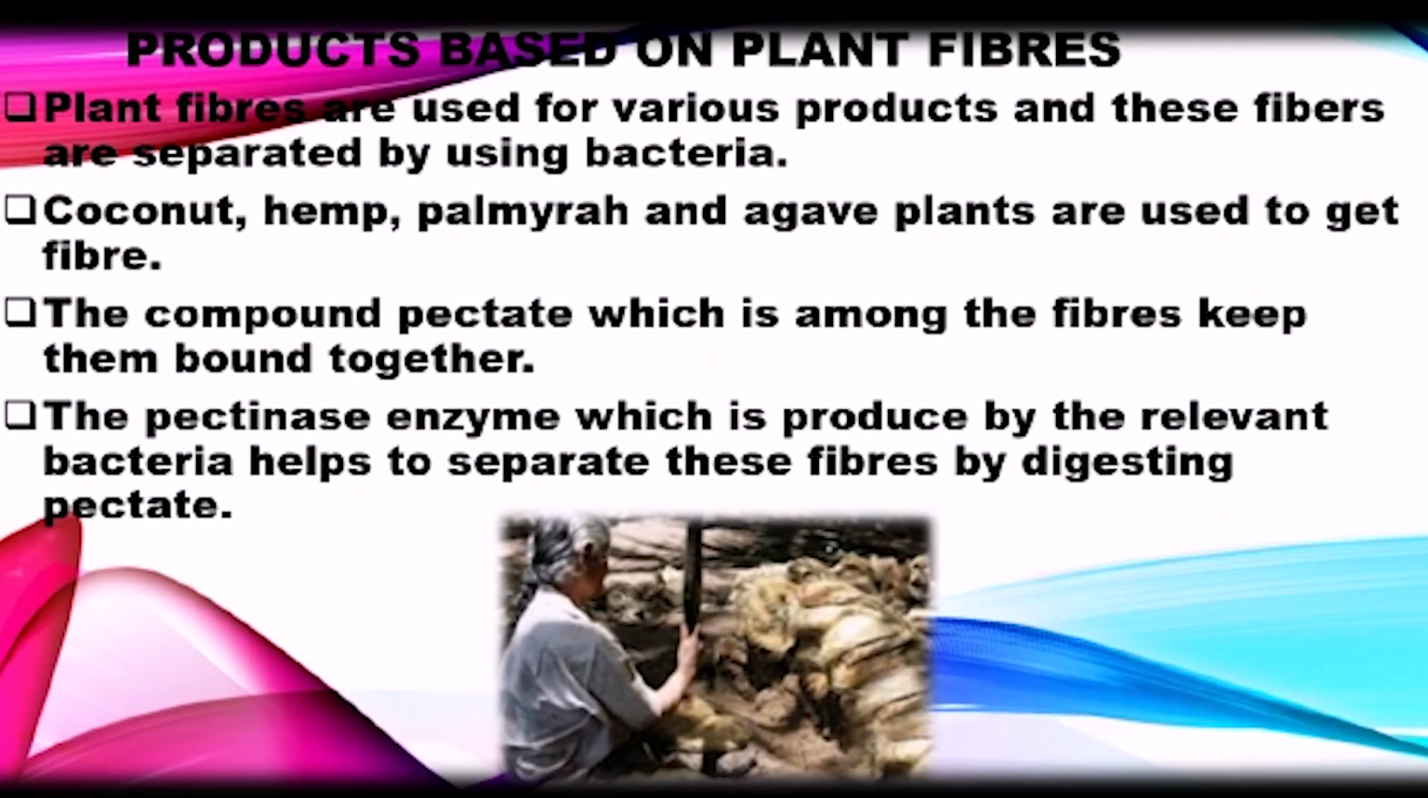Now let's see products based on plant fibers. Plant fibers are used for various products and these fibers are separated by using bacteria. Coconut, hemp, palmyra and agave plants are used to get fiber. The compound pectate which is among the fiber keeps them bound together. The pectinase enzyme which is produced by the relevant bacteria helps to separate these fibers by digesting pectate.